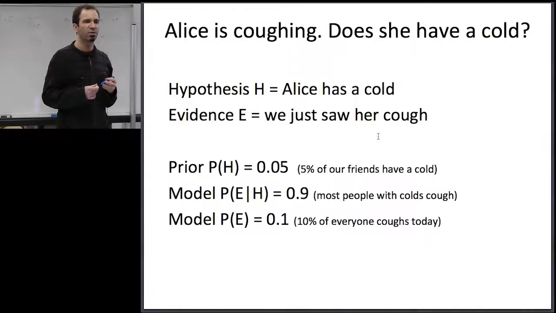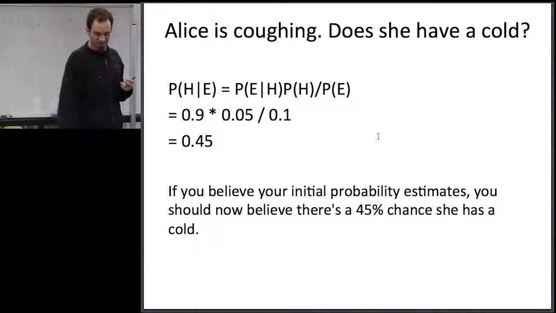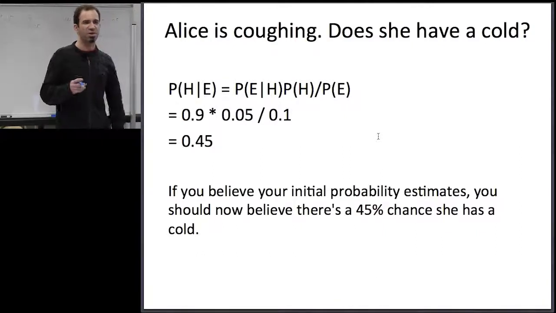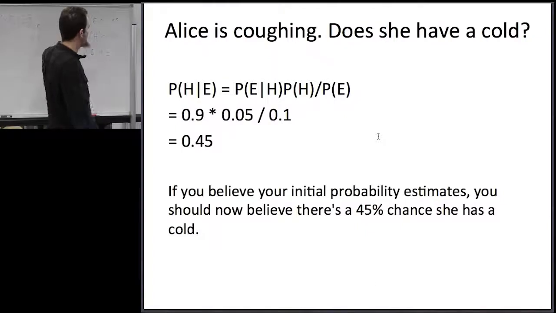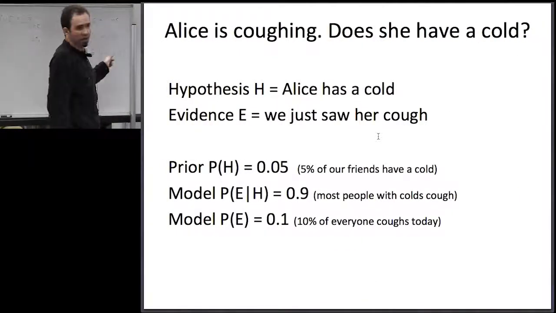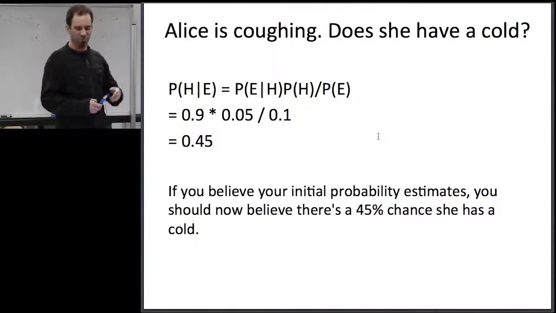So, what's that? Yeah, exactly. So let's see how it stacks up. I get a much higher chance. That's because you believed that having a cold is much less common to start with. In fact, 5 times less common, because you said 0.01, I said 0.05. But my estimate is not 5 times higher, because I also said, first of all, that you're much more likely to cough if you had a cold. This is 0.7, I said 0.9. And second of all, I said 10% of everyone coughs. You said 5%, which is that division. So I'm dividing by a smaller number.